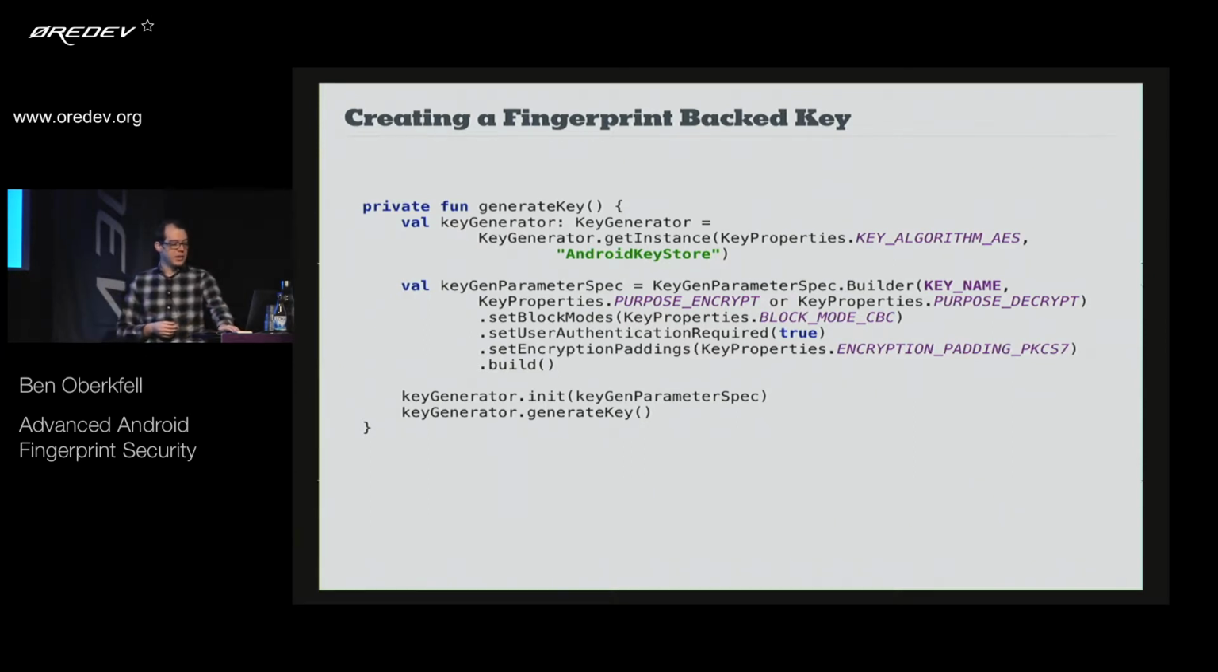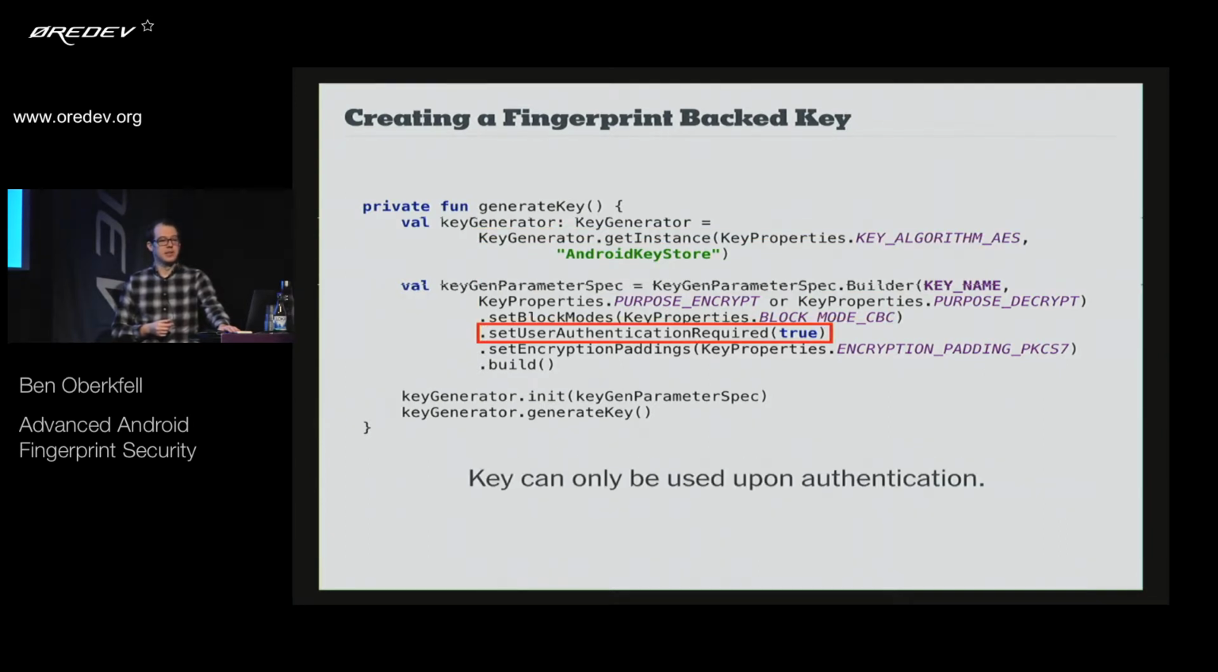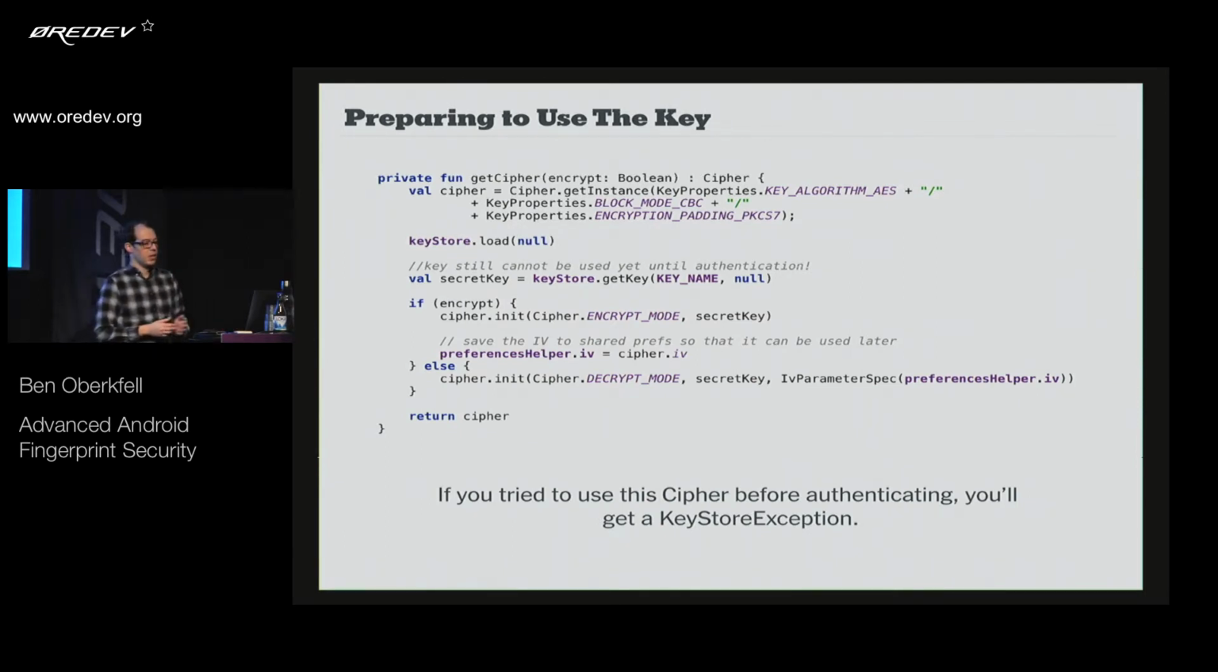So we're going to use the key generator here with an AES key, and we're using the Android key store provider to do this, and that's available from API 18+. And then here is the kicker. This line in the builder sets that this key can't be used without authentication. And so anytime you try and use this key without authentication, you'll get a key store exception. So when you prepare to use the key, we're going to go ahead and instantiate a Java cipher object for wrapping that key so we can use it. So we'll load up the key, and then we'll decide if we're going to do encryption or decryption and set the mode on the cipher. And if you try and use this cipher before you authenticate, you would get a key store exception from Android.